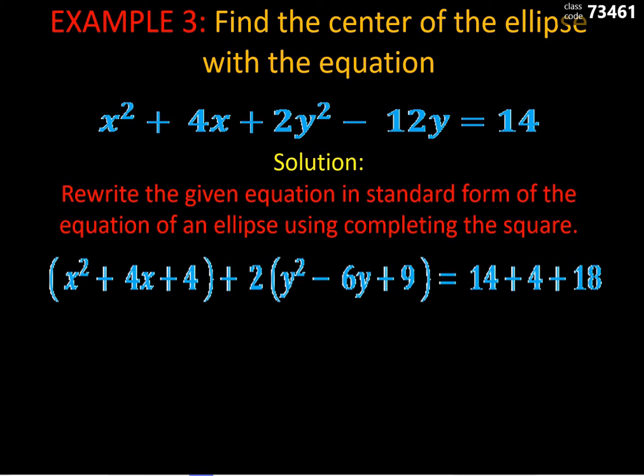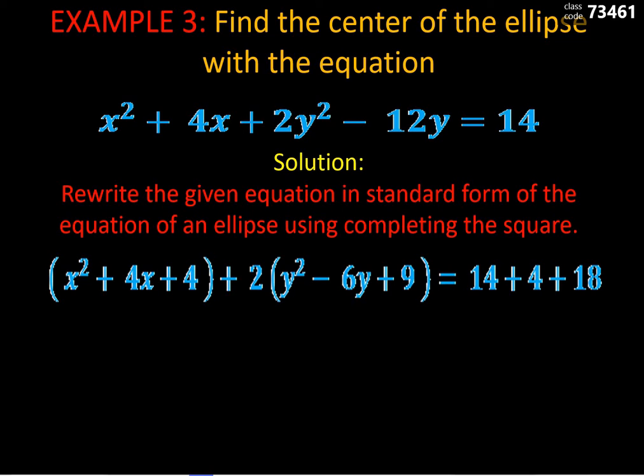So group x squared and 4x. Take the value of the last term by getting the coefficient of 4 in 4x and dividing it by 2. So 4 divided by 2 is 2. Then square it, we have 4. We're just following the completing the square procedure.